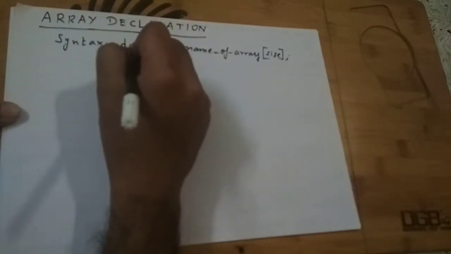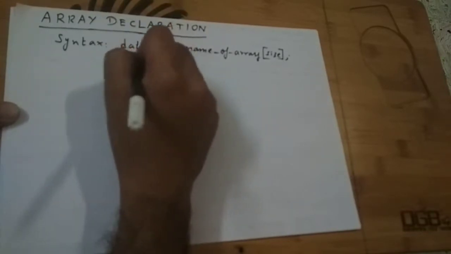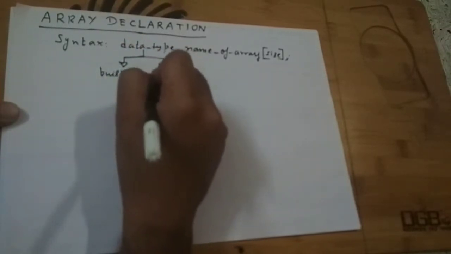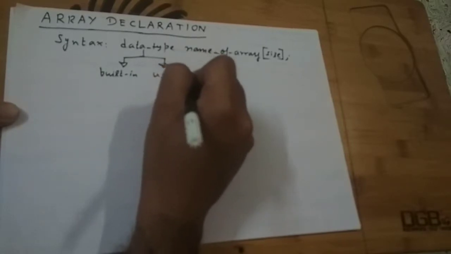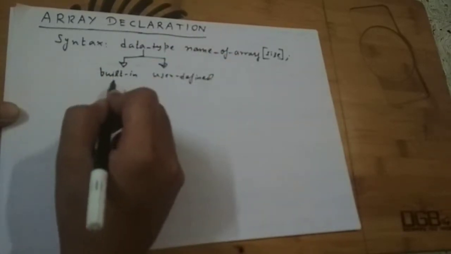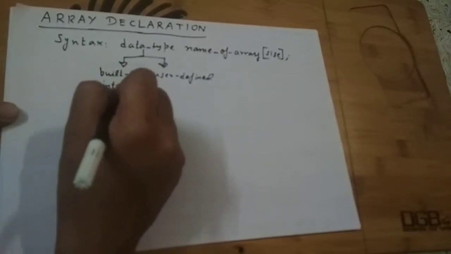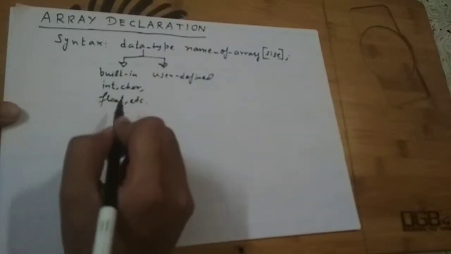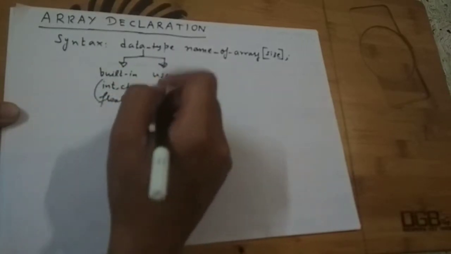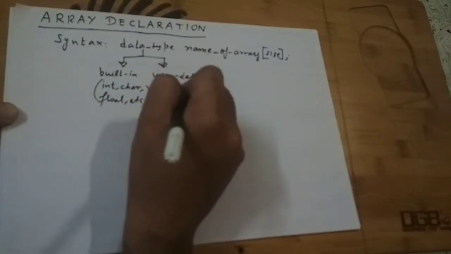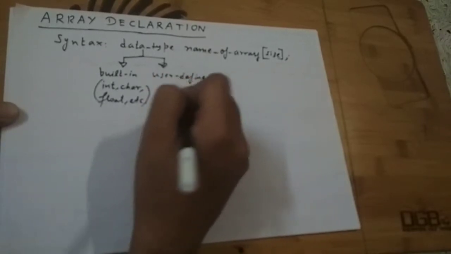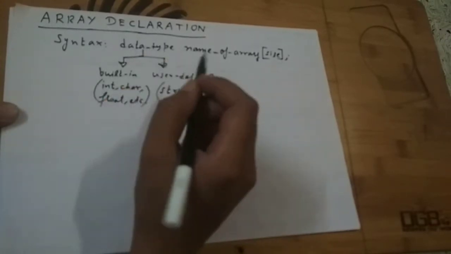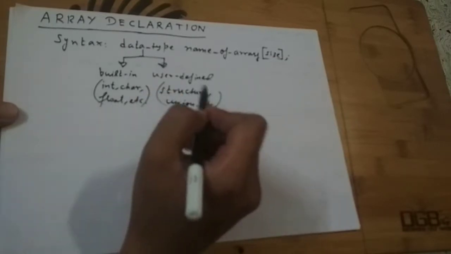Now, what is the data type? The data type can be any built-in data type, or it can be a user-defined data type. A built-in data type includes int, char, float, etc. These are the built-in data types that are known in C. So it can be any of these, and a user-defined data type may be a structure, or it may be a union, and so on. So that is what you mean by the data type.